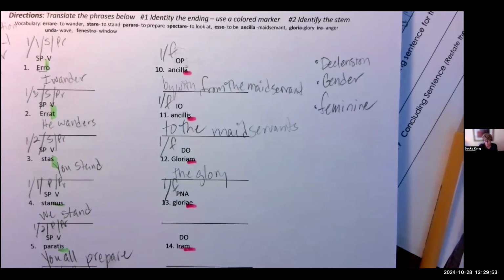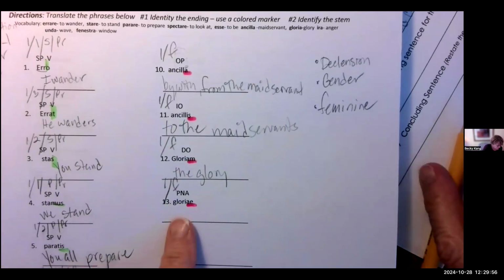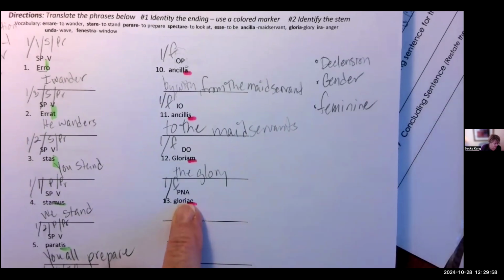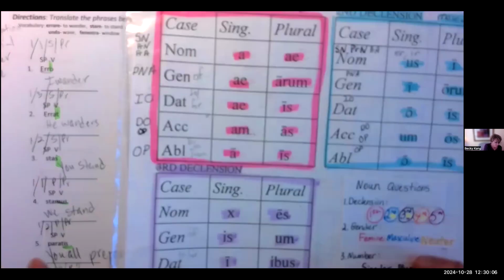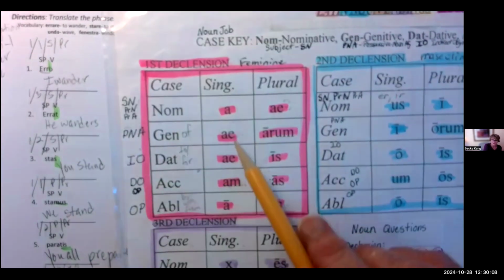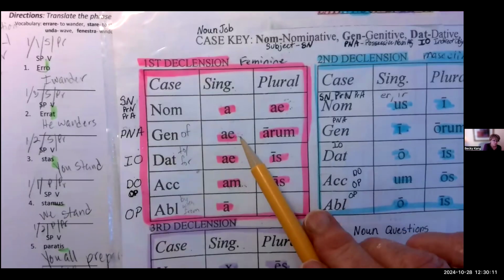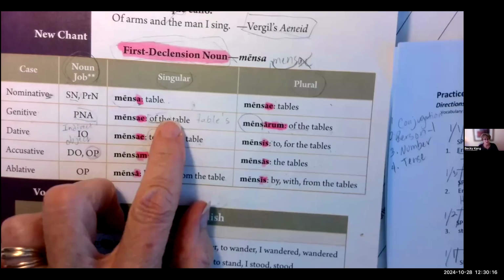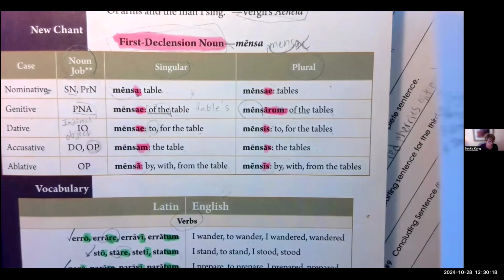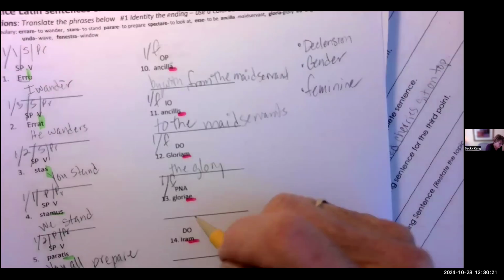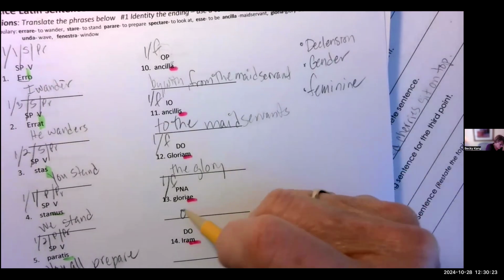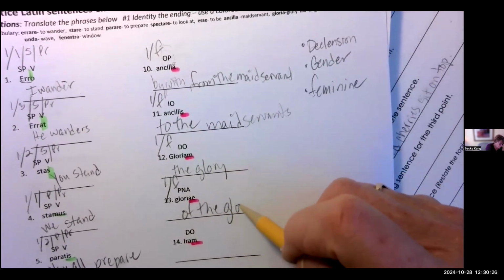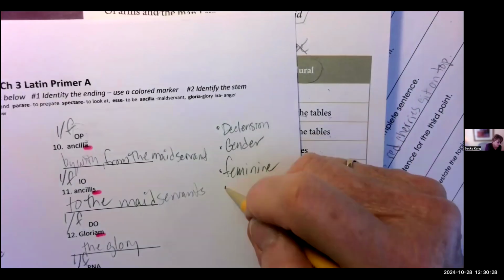We've got the ending, which is a PNA. And did you write? Yeah, a PNA. So ae, so that would be right here, PNA. So it would be glory, of the glory. You can see in your book, the translation for the genitive is always this little word of. Of the, of the glory. So there's one more question.